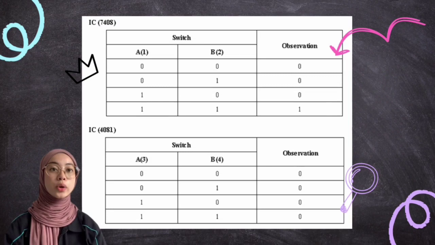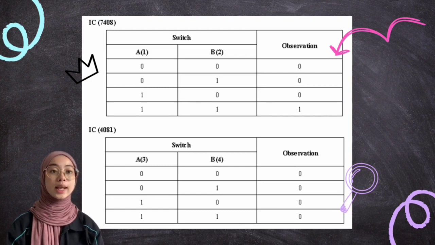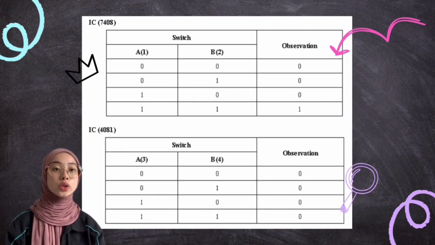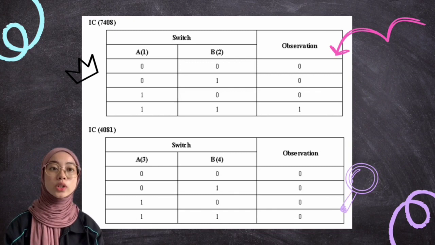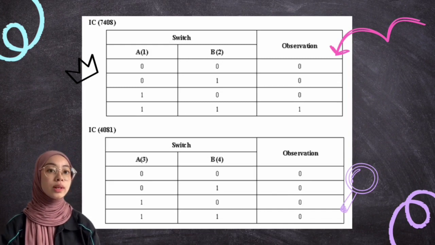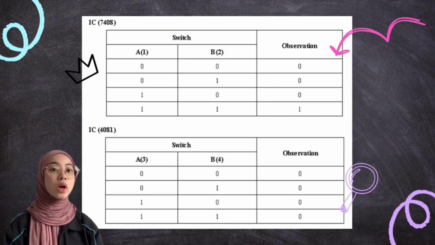For the IC4081, we can see in the first observation, switch A and B are 0 because both switches were open, so we can observe it is 0. In the second observation, switch A is still 0, but switch B is 1 because switch A was open but switch B was closed, so we observe it is 0. In the third observation, switch A is 1 and switch B is 0 because switch A was closed and switch B was open. We observe it is also 0. Lastly, both switches A and B are 1 because both were closed, so we can say that it is 1.